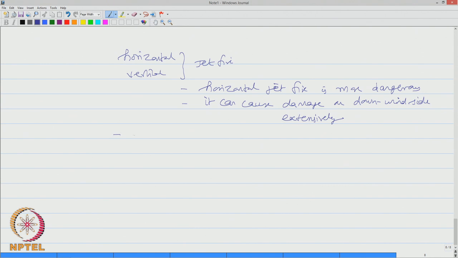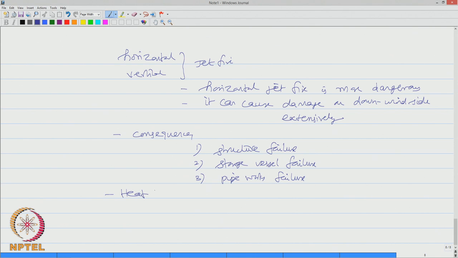So, this can lead to the following consequences. It can cause a structural failure. It can cause storage vessel failure. It can also cause pipework failure. The heat flux released during jet fire is very high, about 200 to 400 kilowatt per square meter. It depends on the type of fuel being released.